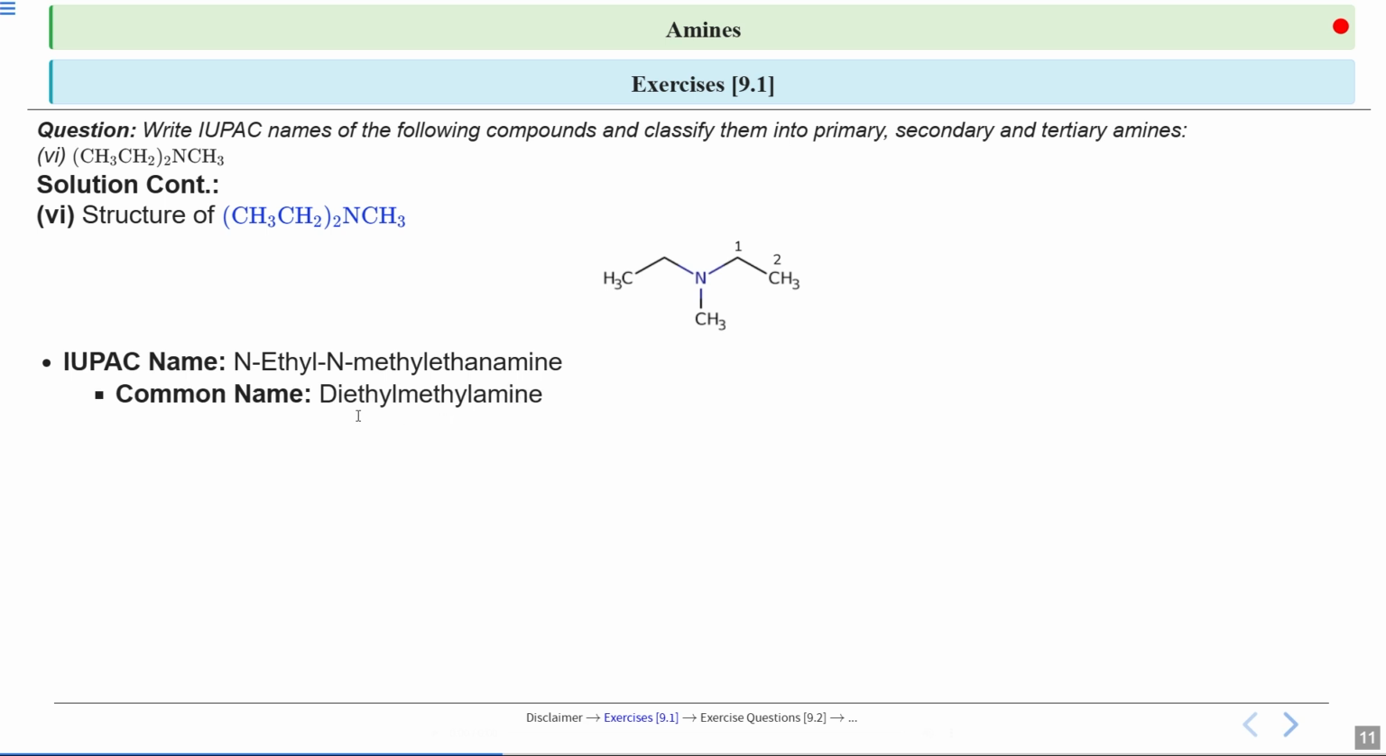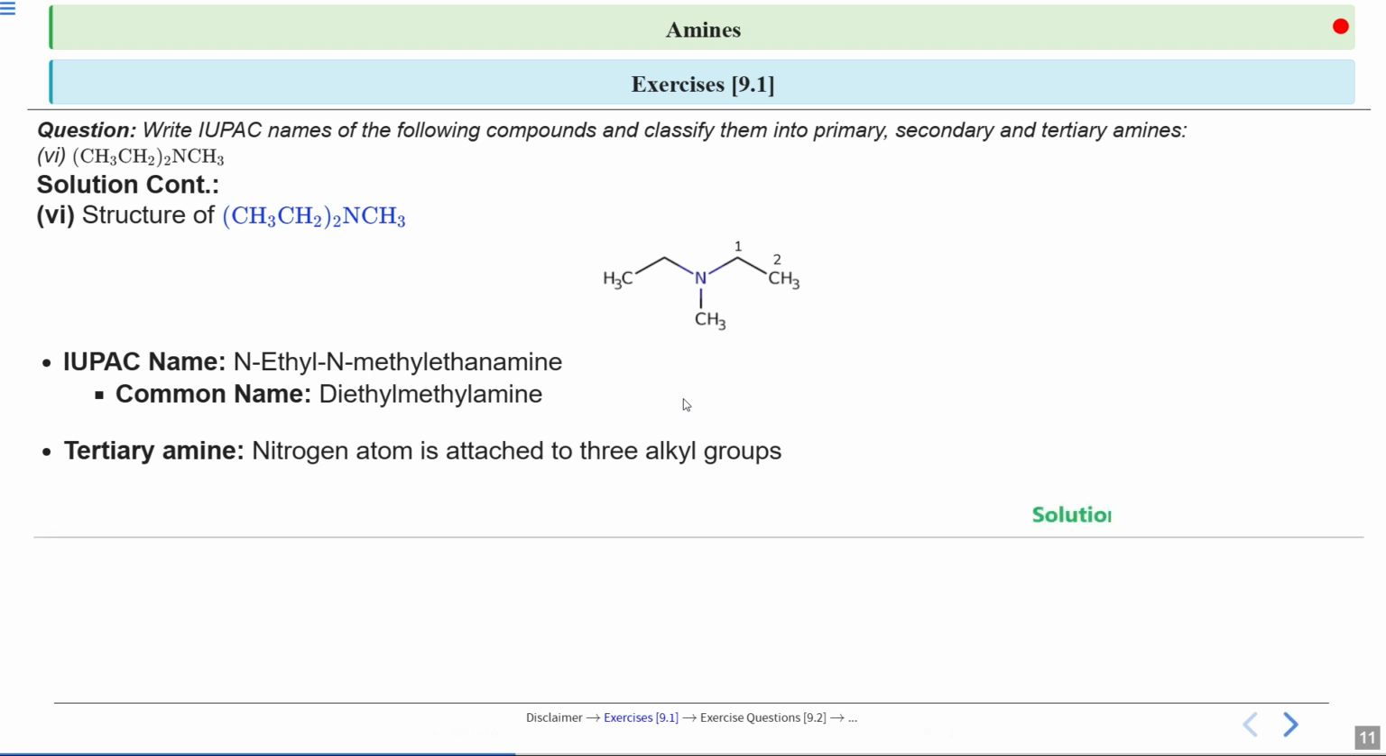And the common name will be ethyldimethylamine. Now if you look, this is a tertiary amine because this N is connected to 3 alkyl groups. So this is a tertiary amine. Now let's move on to the next.